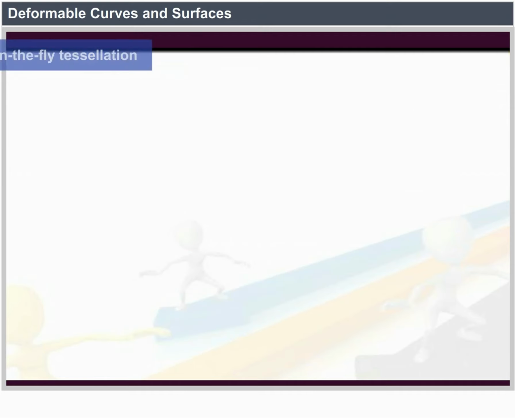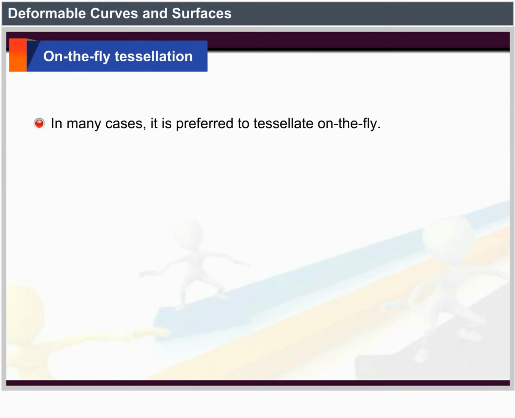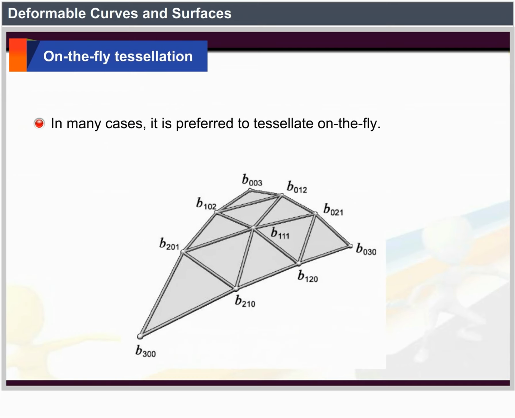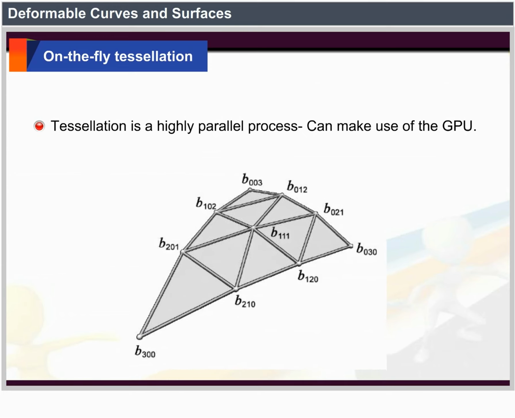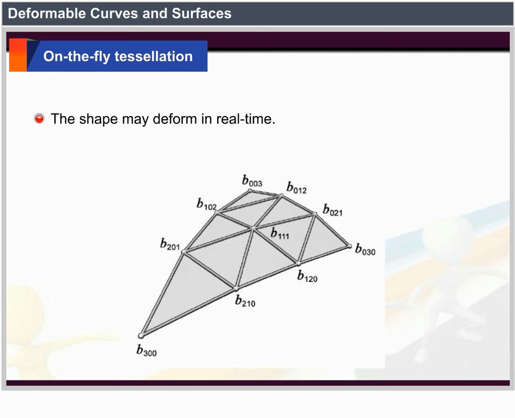On-the-fly tessellation. In many cases, it is preferred to tessellate on the fly. The size of the data can be kept small. Tessellation is a highly parallel process, so it can make use of the GPU. The shape may deform in real time.